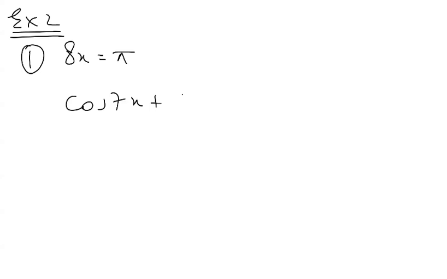We'll start with the second exercise of factorization and defactorization. Exercise number 2. Question number 1. 8x is equal to pi. This is given in the problem. Cos 7x plus cos x equal to 0 is what we need to prove. So this is the left hand side.